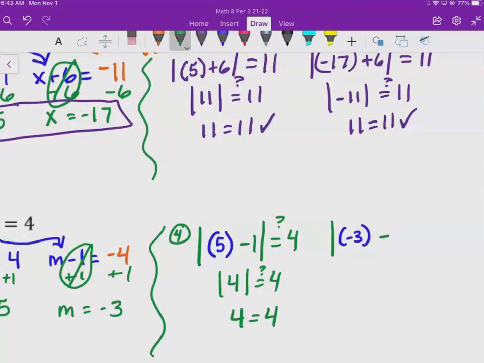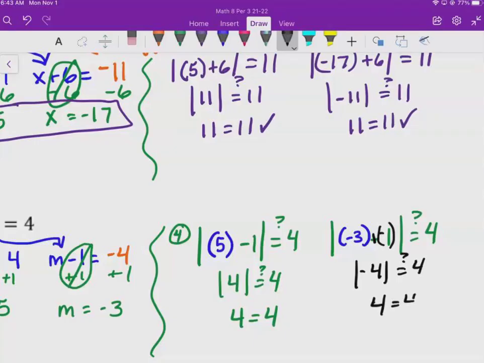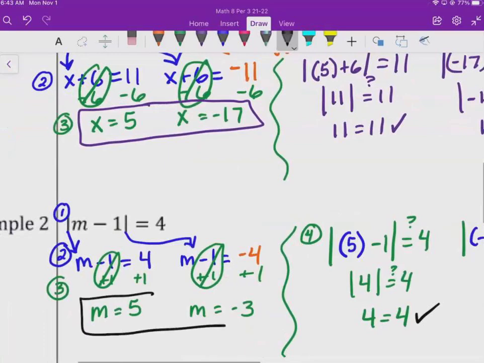And my second answer I got was negative 3. So absolute value of negative 3 minus 1, question mark equals 4. So we've got negative 3 plus negative 1. Let me rewrite that so it doesn't look so wonky. When we say plus negative 1, remember, adding the opposite. Now I have negative 4, question mark equals 4. Absolute value of negative 4, so how far from 0? 4 places away. Check and box.